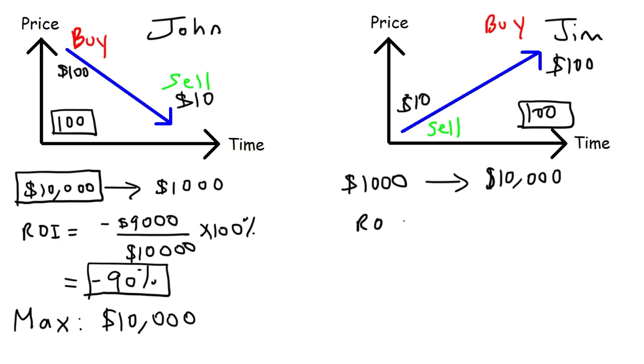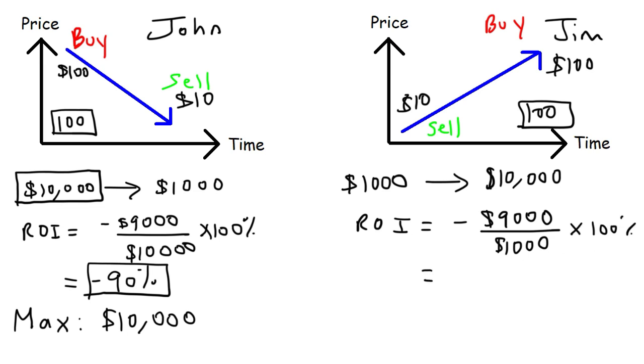So he is looking at the same loss. His loss is $9,000, just like John's loss. However, his initial investment was $1,000. And so his ROI is much greater.